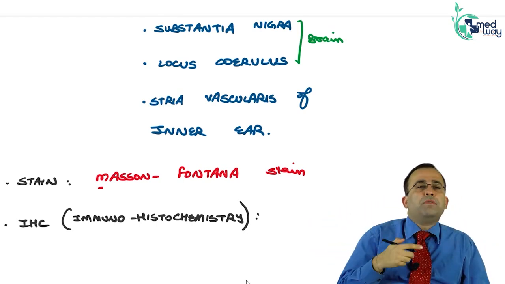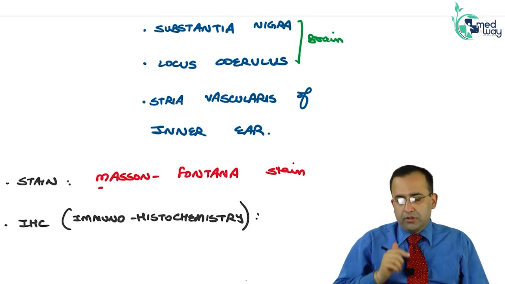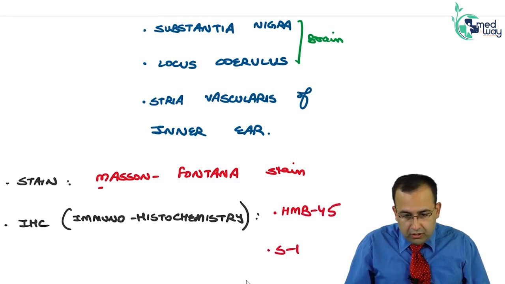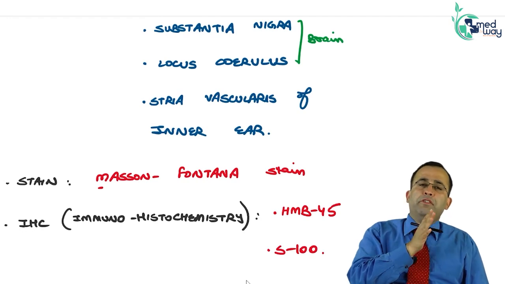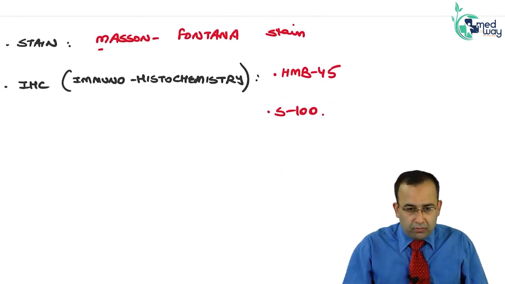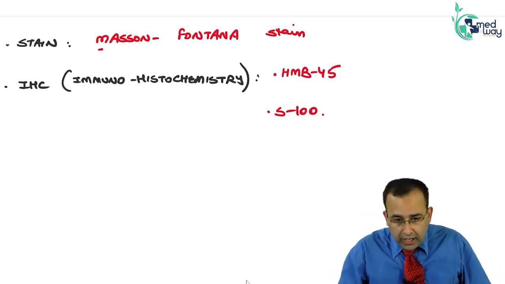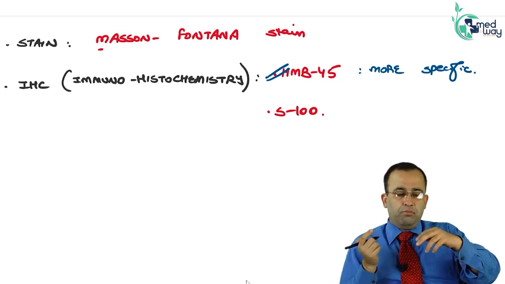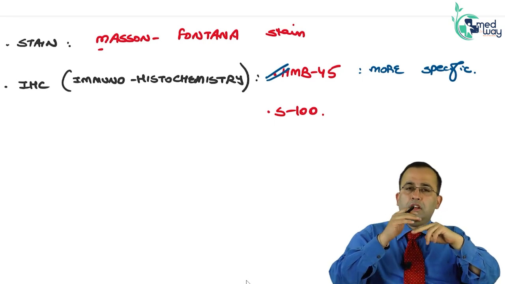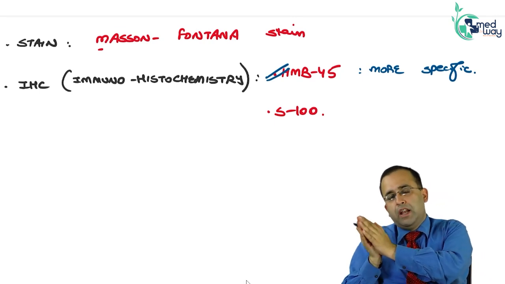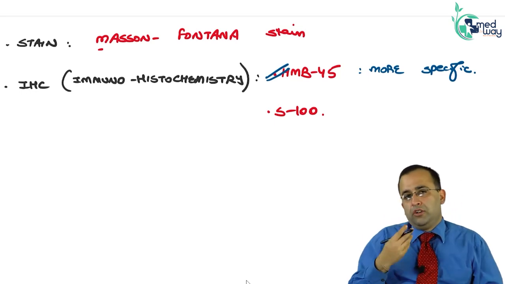So which is the immunohistochemistry for melanoma? There are two main markers associated with melanomas, HMB45 and S100. Which is more specific for melanoma? HMB45 or S100? HMB45. This is more specific for melanoma. More specific ka matlab hai ki S100 can be seen in tumors other than melanoma also. S100, melanoma ke alawa, is seen in other tumors also.